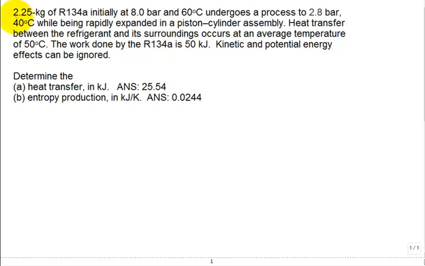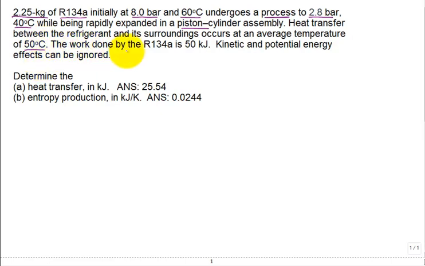So for this problem, we have 2.25 kilograms of refrigerant 134A at initial pressure of 8 bar and temperature of 60 degrees C. It undergoes a process to a final state having a pressure of 2.8 bar and temperature of 40 degrees C while being rapidly expanded in a piston cylinder assembly. Heat transfer between the refrigerant and its surroundings occurs at an average temperature of 50 degrees C. That's going to be important for second law analysis.